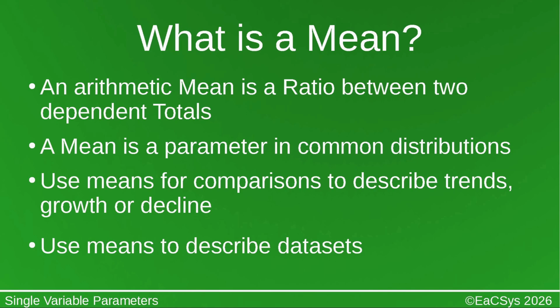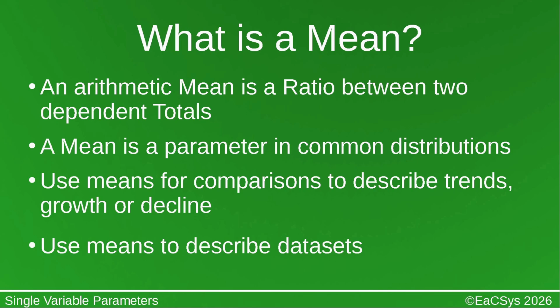So, alright, what is a mean and what is it good for? And the best answer is very simple. An arithmetic mean is a ratio between two dependent totals. So we have the total of values divided by the total number of units. And this creates a ratio, which we call the mean.